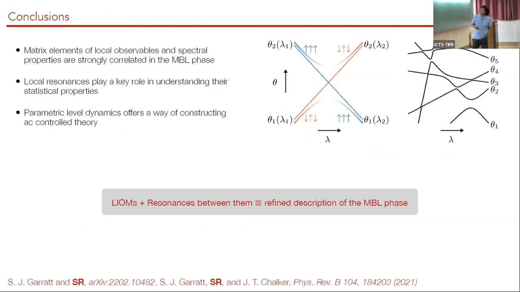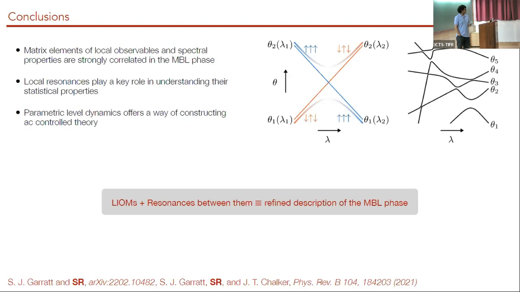So with that, I'll basically conclude. I hope I quickly convinced you that in the MBL phase, these resonances are there all over the ensemble. At these resonances, the eigenstates lose their Liom character, and there's a wide distribution of the energy scales over which these resonances happen. The umbrella message is that Liboms are a good starting point for describing the MBL phase, but a better and more refined description is to take Lioms plus resonances between them. And with that, I'll finish, and thank you for your attention.